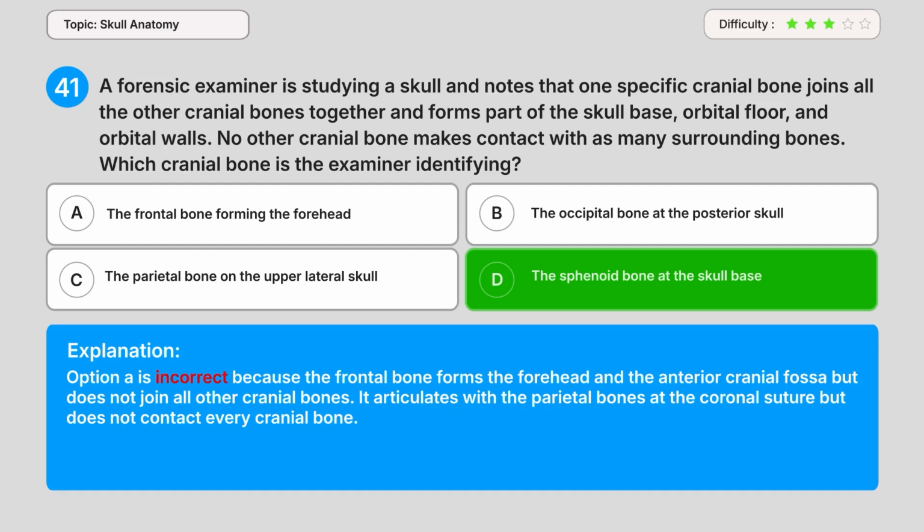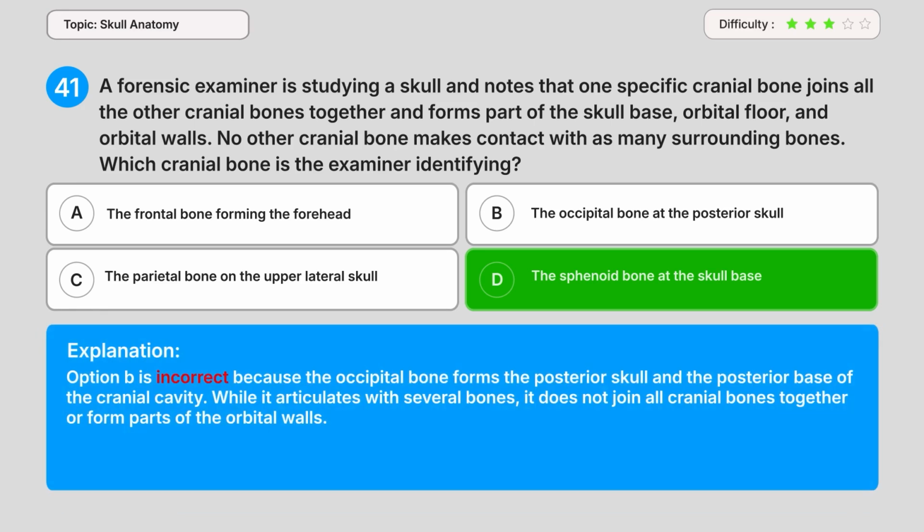Option A is incorrect because the frontal bone forms the forehead and the anterior cranial fossa, but does not join all other cranial bones. It articulates with the parietal bones at the coronal suture, but does not contact every cranial bone.